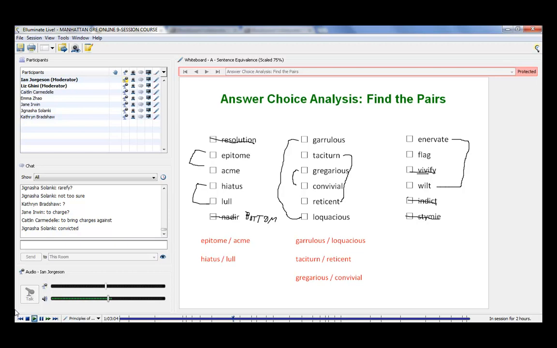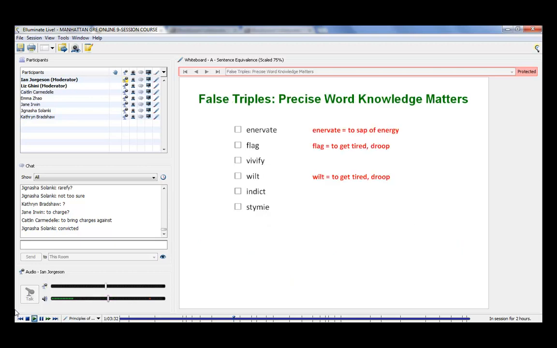Actually, the word flag has a meaning as a verb. We usually think about the word flag as being, right, like a symbol, a national symbol. Or we think of flag as a verb as waving something down. But there's another meaning. The other meaning of flag means to become tired. So actually, this is a triple. This is the one that was the false triple. Enervate, flag, and wilt all seem to go together.